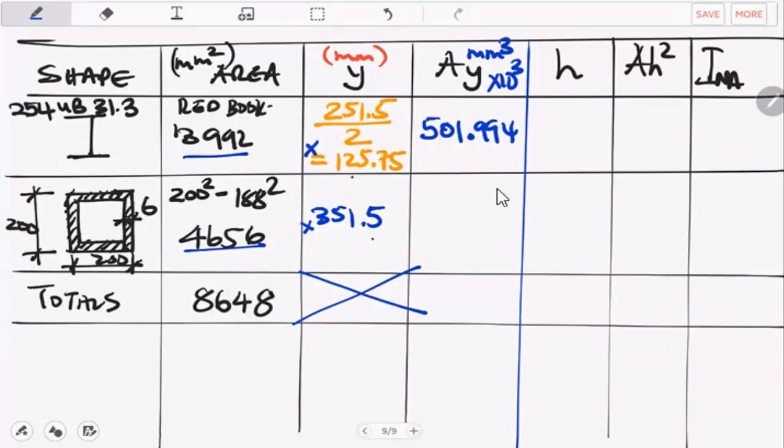Right. So 4656 times 351.5. That's 1,636.584 times 10 to the power 3. What's the total? 501.994 plus 1636.584.